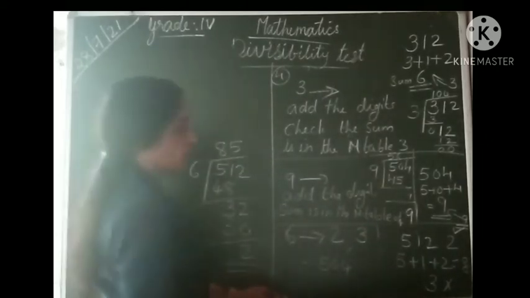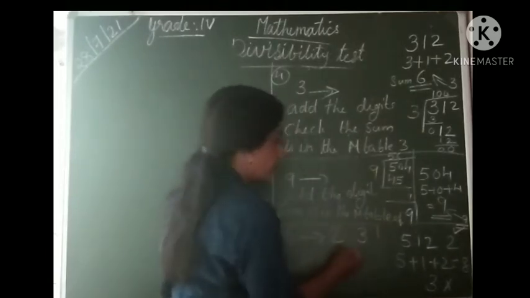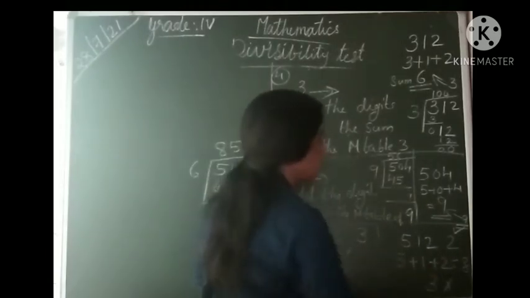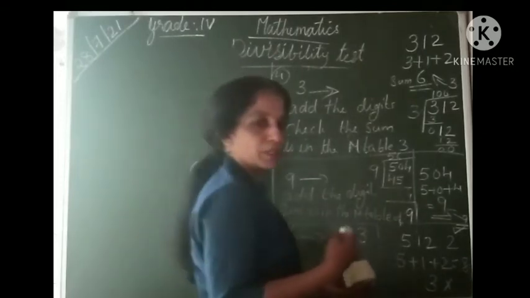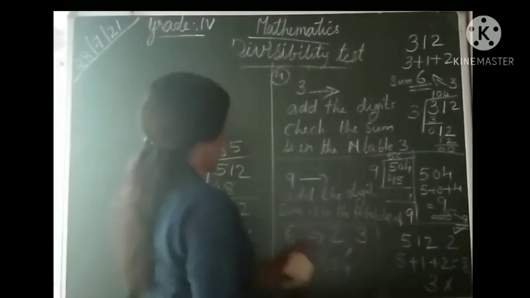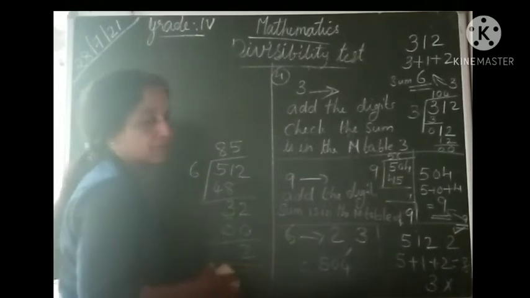How did I find out? Because this number is divisible by 2 but not divisible by 3. Therefore 512 is not divisible by 6.